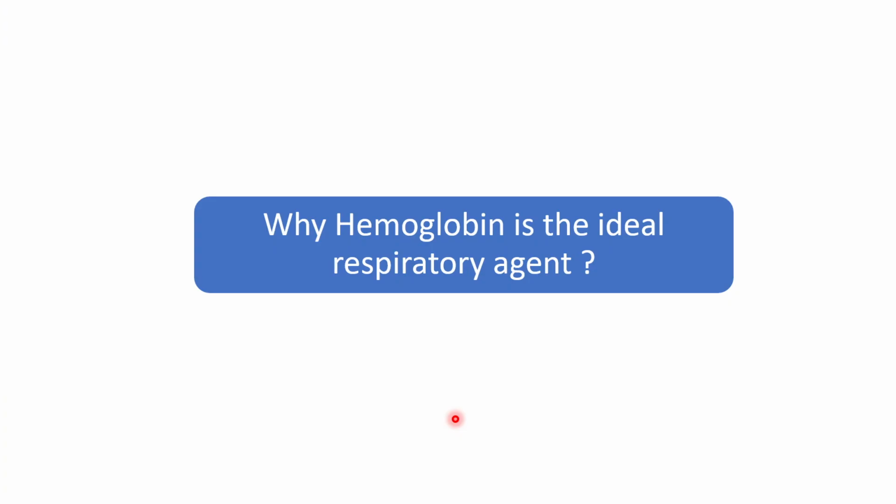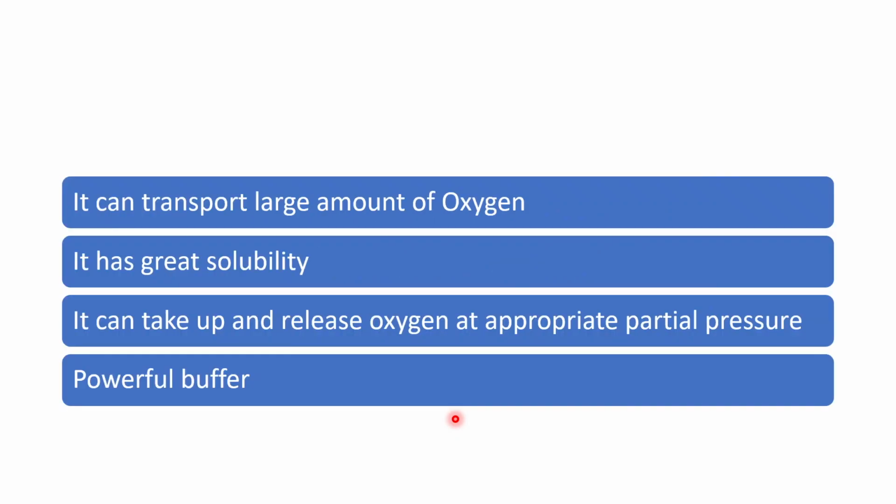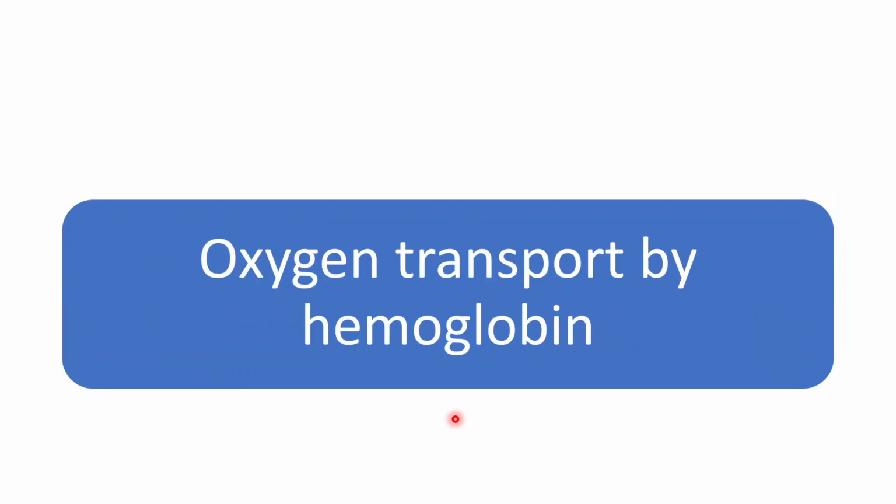Now, why is hemoglobin considered an ideal respiratory agent? First, it can transport a large amount of oxygen, which we will see. It has great solubility. It can take up and release oxygen at appropriate partial pressure, and it acts as a powerful buffer. So these are the essential characteristics which make hemoglobin an ideal respiratory agent.